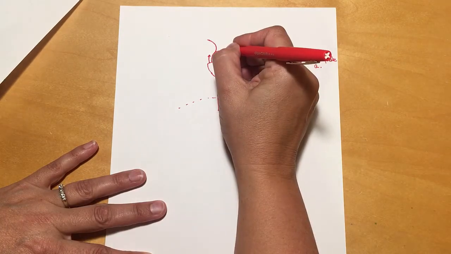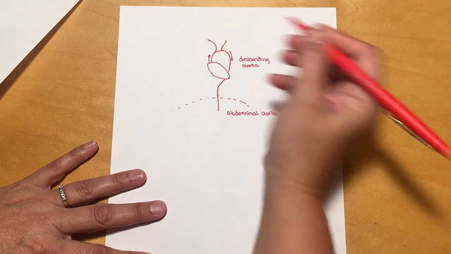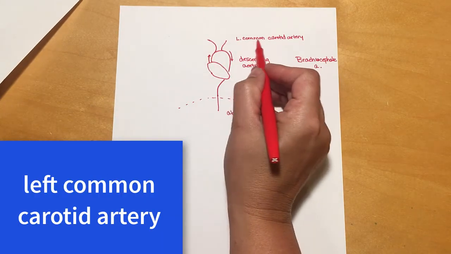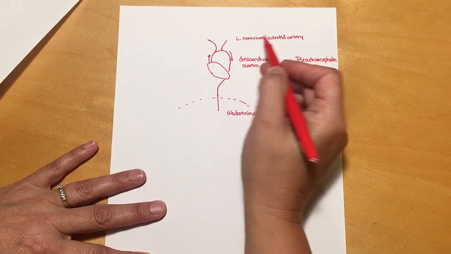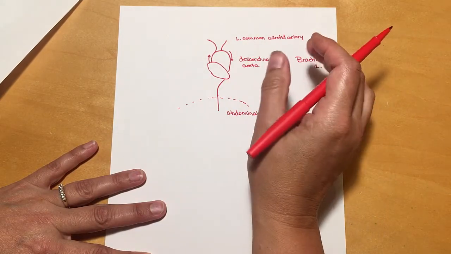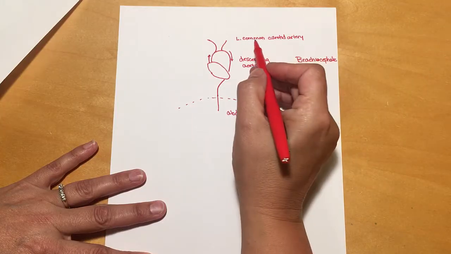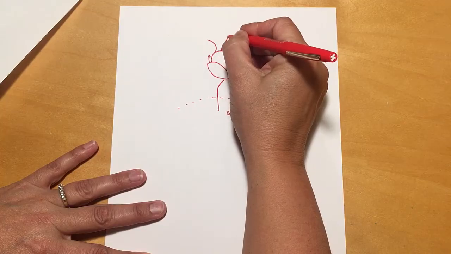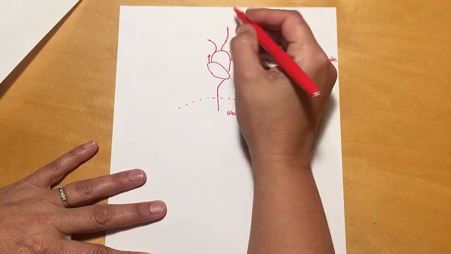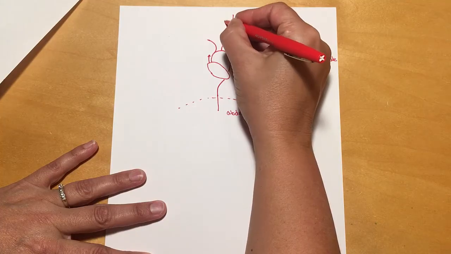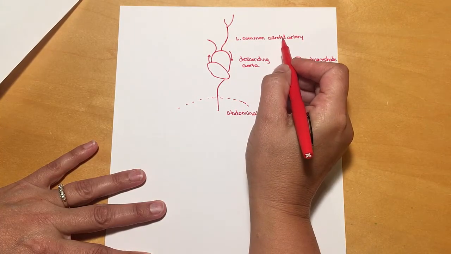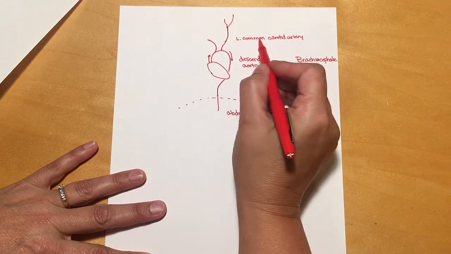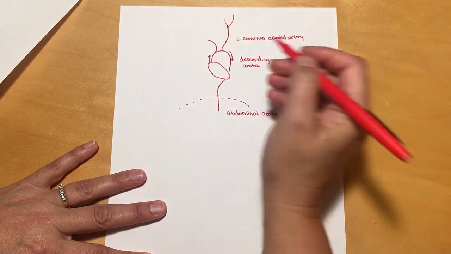The next one that branches off is going to be called the left common carotid. Now the reason it's called common is because it's going to split again. So anytime you have a vessel that's about to split into two other vessels, they often call it common. So the common carotid is going to go up the neck into the head area, and then it's going to split into the internal and external carotid arteries. Now, those are not on your list, so you don't have to worry about it, but just keep in mind the reason it's called common is because it's going to split.